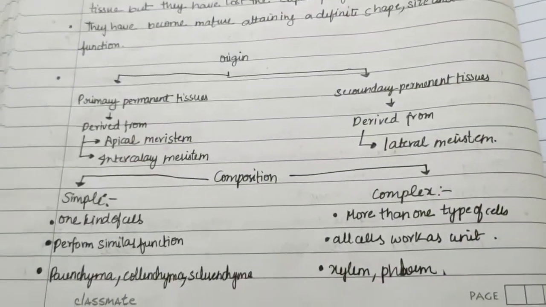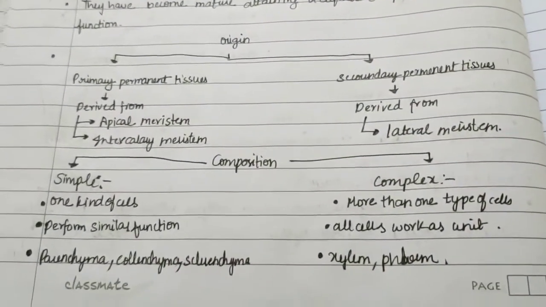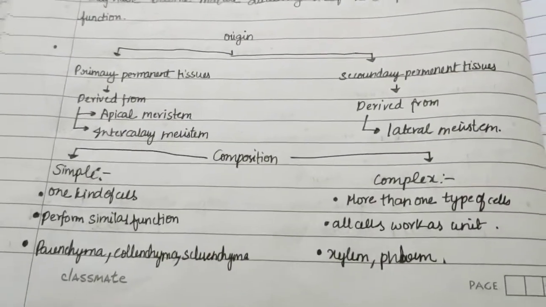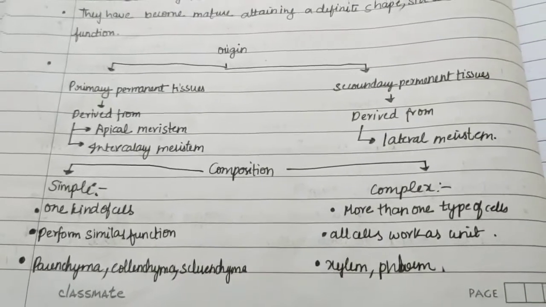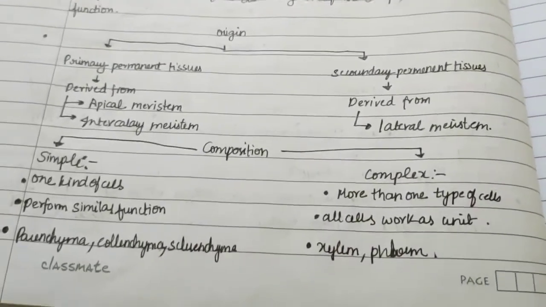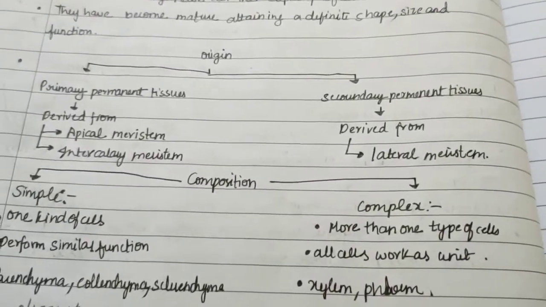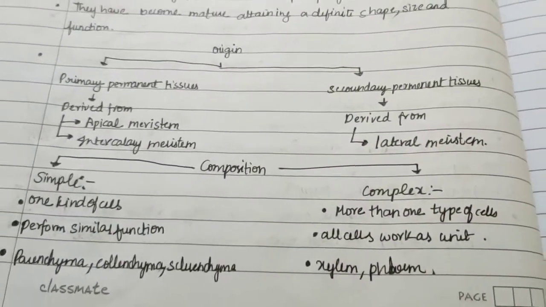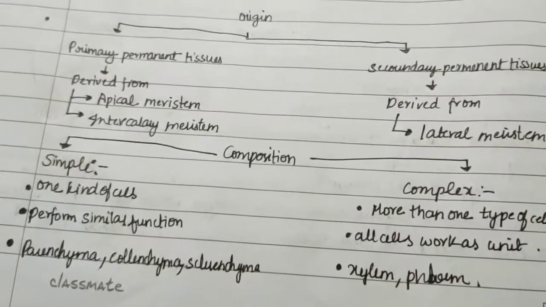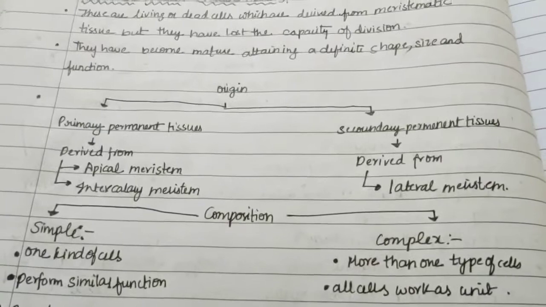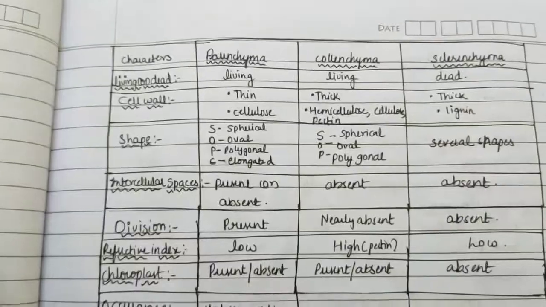Composition: it may be simple or complex. In simple composition, one kind of cells is present. They perform similar function, for example parenchyma, collenchyma, sclerenchyma. Whereas in complex permanent tissues, there is more than one type of cells. All cells work as a unit, for example xylem and phloem. Now let us discuss the characters of simple permanent tissues.